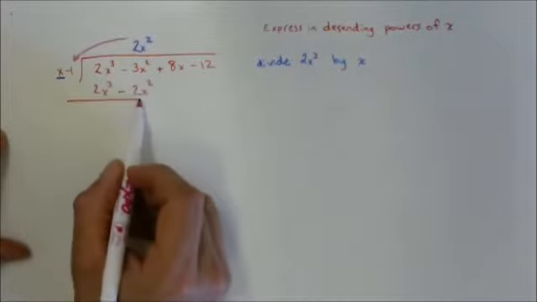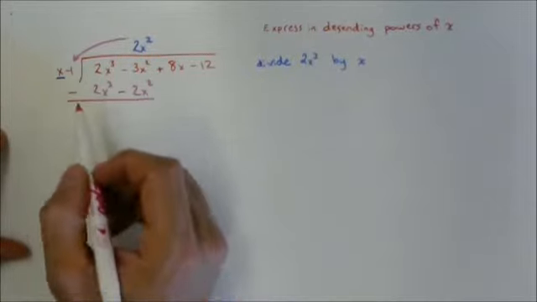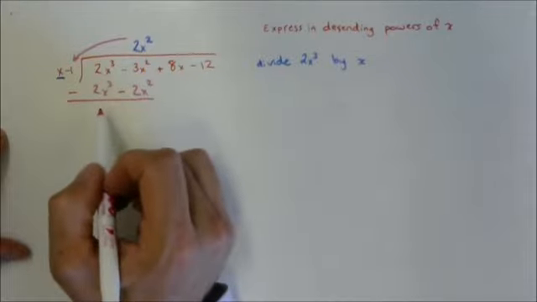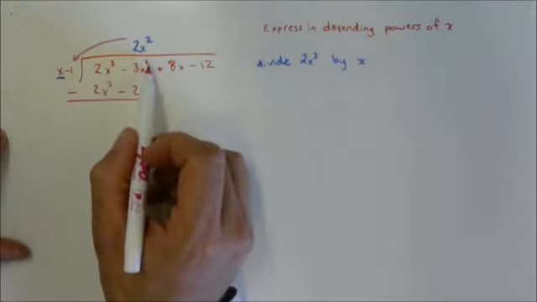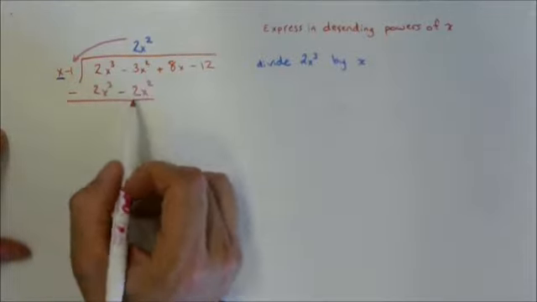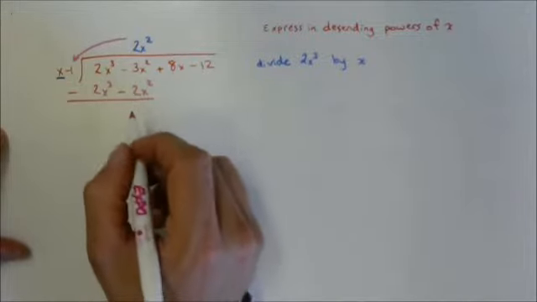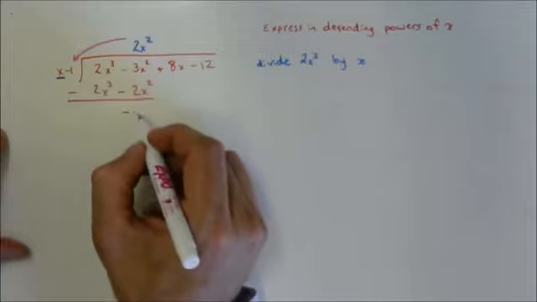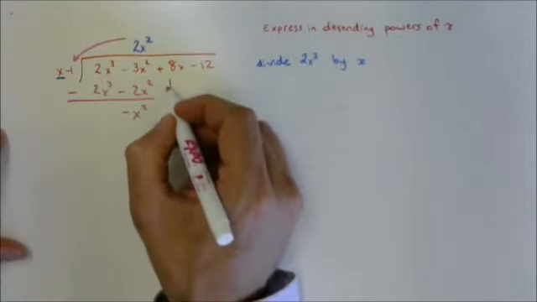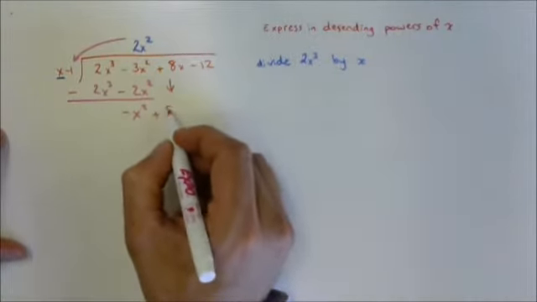Same as long division, we're now going to subtract those two. This will end up being 0. But now we have negative 3x squared minus negative 2x squared. That's negative 3x squared plus 2x squared, which leaves you with negative x squared. And bring down the next term.